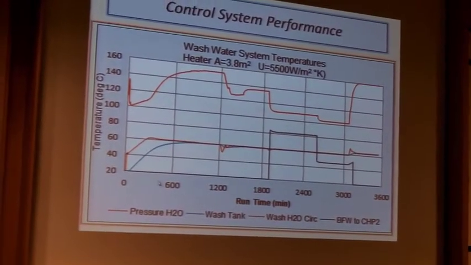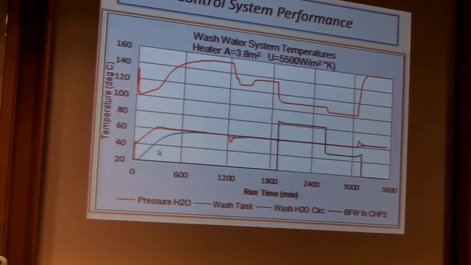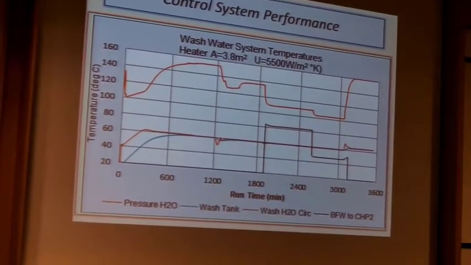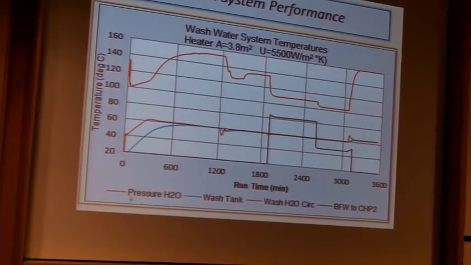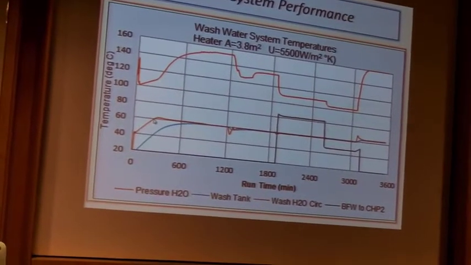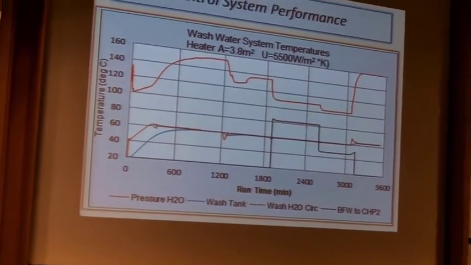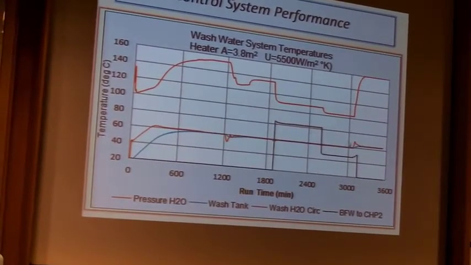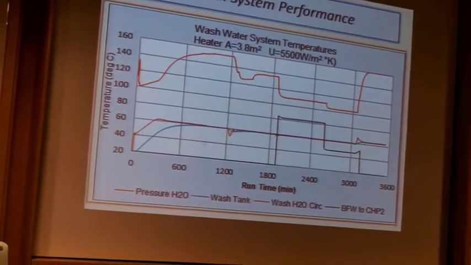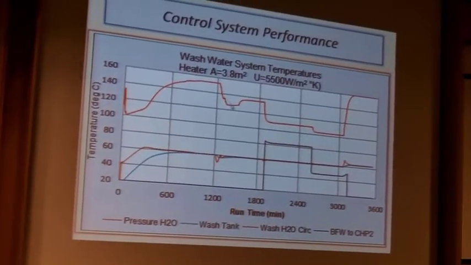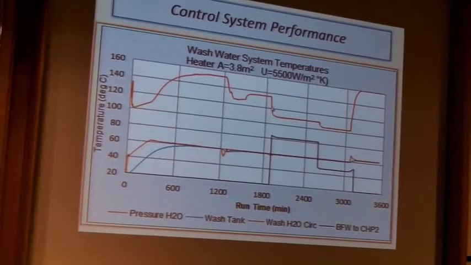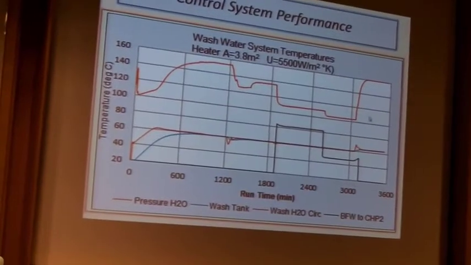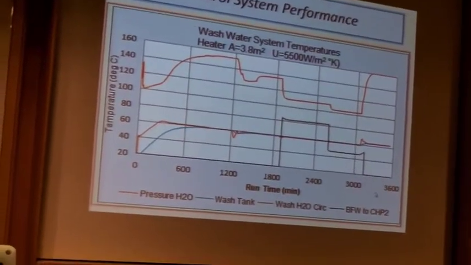So what we have here is the temperature we're interested in, this blue. That's the wash water tank. You can see it's pretty stable. And the circulating loop, that's it there. So you can see how it's pretty good, isn't it? And that's the demands we're putting onto it. That's the water coming round from the pressurised water side. The client was well impressed with that.